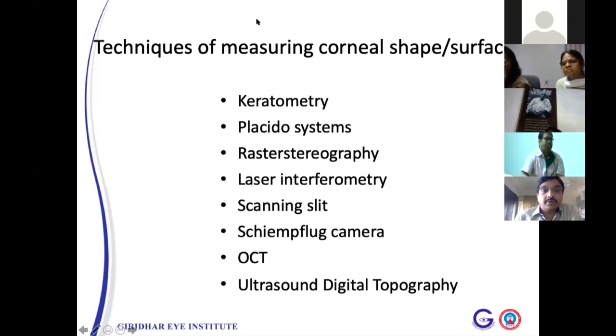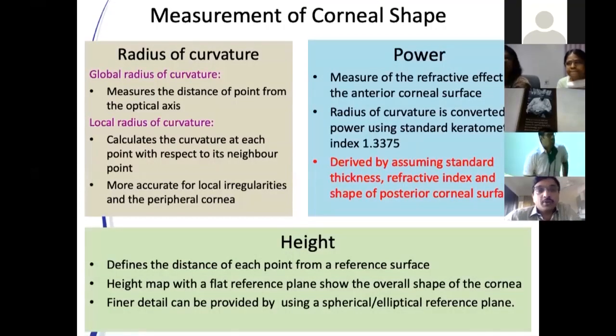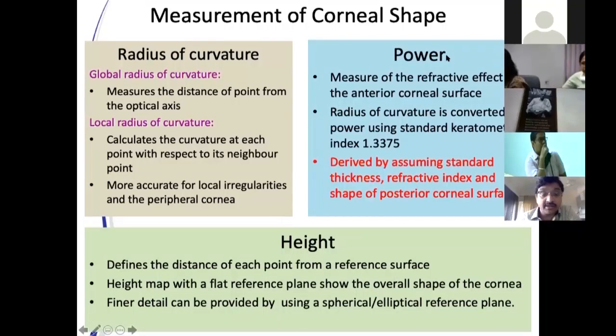Right. So various techniques have been used to measure the cornea, and what I'm dealing with is the Scheimpflug today. So when you measure the cornea, what are the things assessed? One is the radius of curvature, the power, and the height. Both the radius of curvature and the power can be measured using Placido-based systems. The Scheimpflug and other things, the difference from the Placido-based system is the measurement of the height.